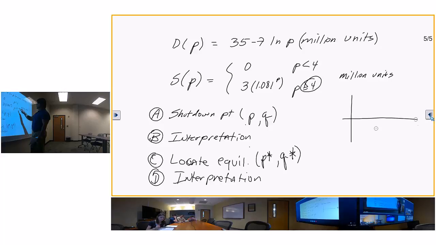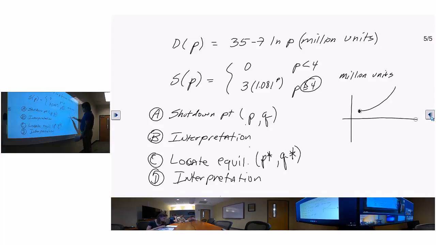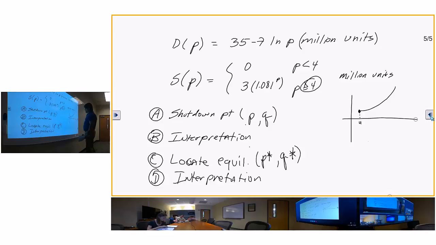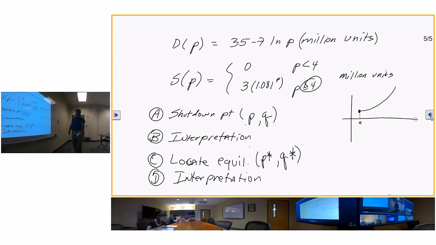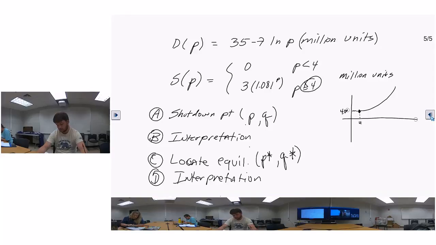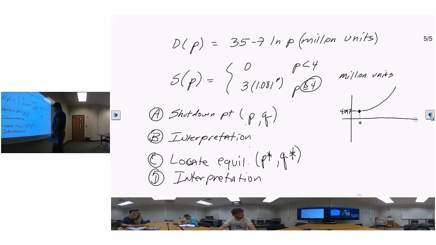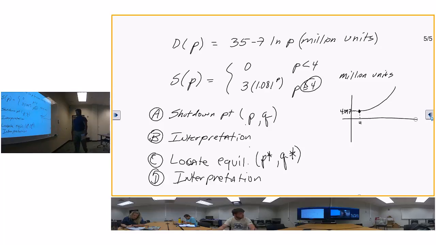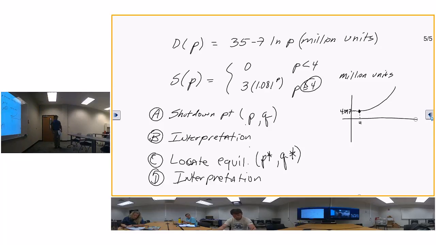So the starting point is at 4. You're going to plug in 4. So somebody tell me, when you plugged 4 in, what's 1.081 to the 4th power times 3? 4.097. Thank you. That's what I asked y'all. So that's the first point. So what does that mean? Somebody tell me in layman's terms what that means.